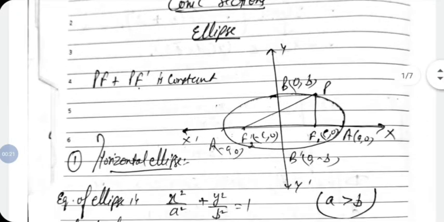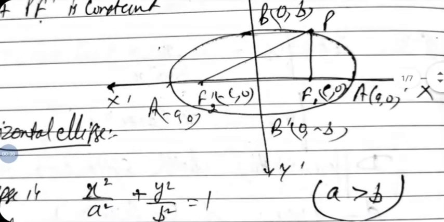Actually, an ellipse is a set of points such that if you take any point P on it, then its distances from the two fixed points, that is focus 1 and focus 2, their sum is constant. Here you are seeing a curve. You have taken a point P on it. You have taken the two foci here, F1 and F2, represented by (c, 0) and (-c, 0). Their sum PF plus PF dash, or you can say PF1 plus PF2, is a constant. That's the definition of the ellipse.